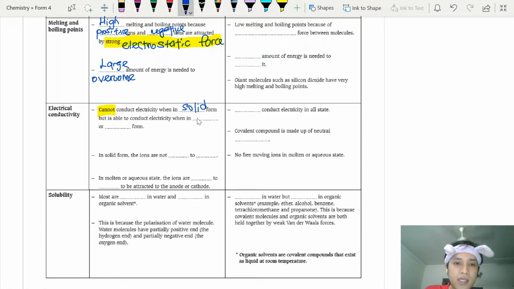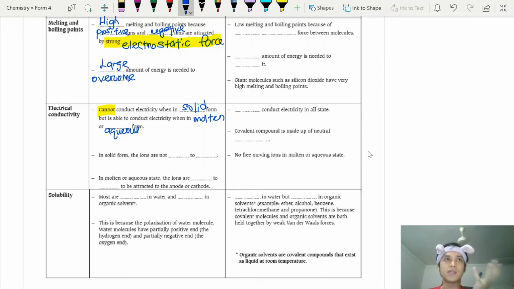Alright, so basically they must be in what they call liquid, molten. Okay, yes, molten. Okay, molten or aqueous. Okay, aqueous meaning liquid. Alright, liquid can be two types: molten or aqueous. Okay, the meaning of molten is, let's say you take your sugar.